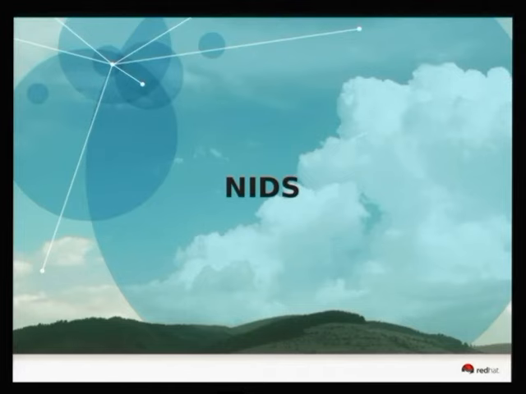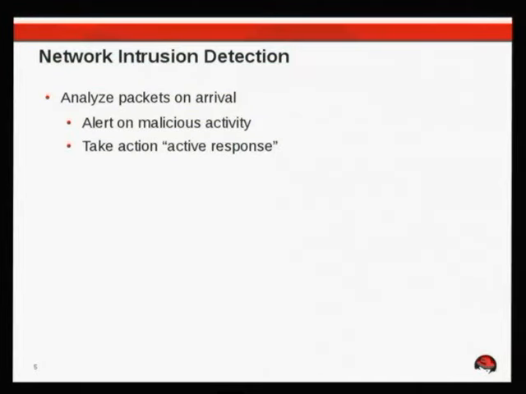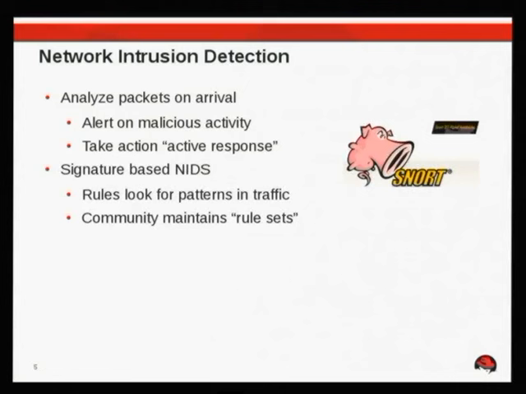Okay, so first, network intrusion detection. The job of a network intrusion detection system is to analyze packets as they arrive on the system, scan them and look for malicious behavior. And then if such behavior is seen, do something. Typically, tell the administrator that there is malicious behavior underway and maybe more. And that's the response.